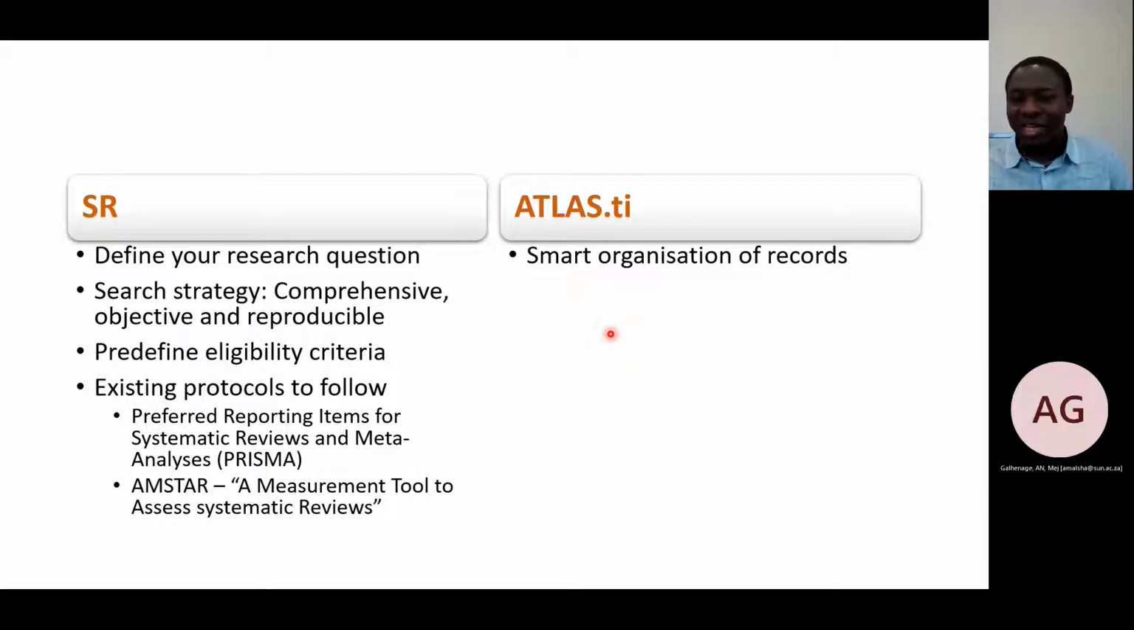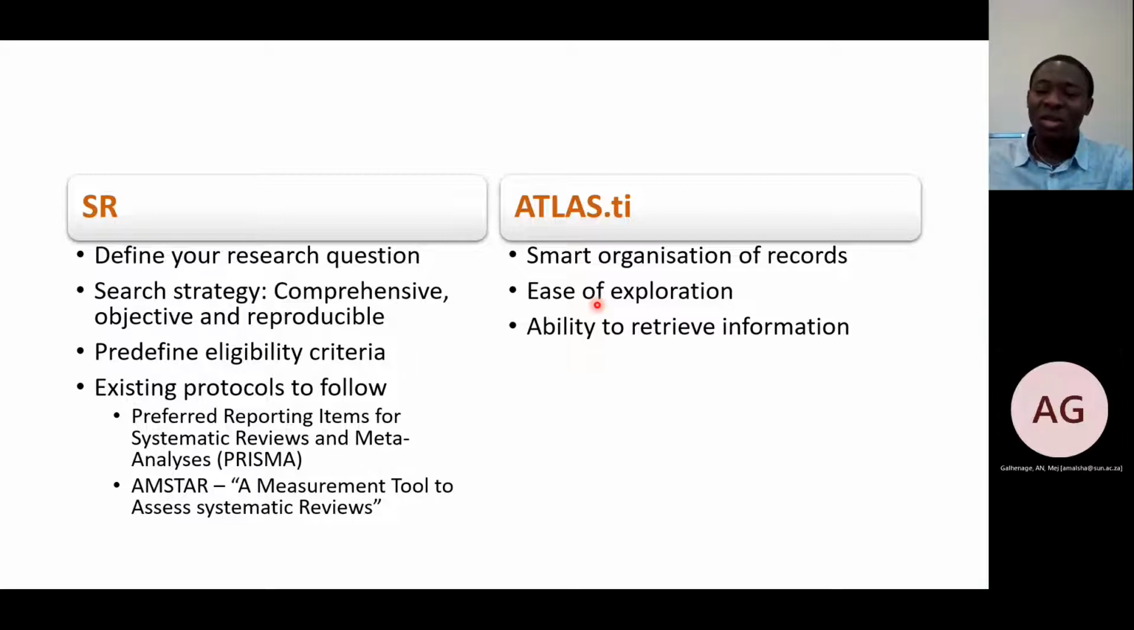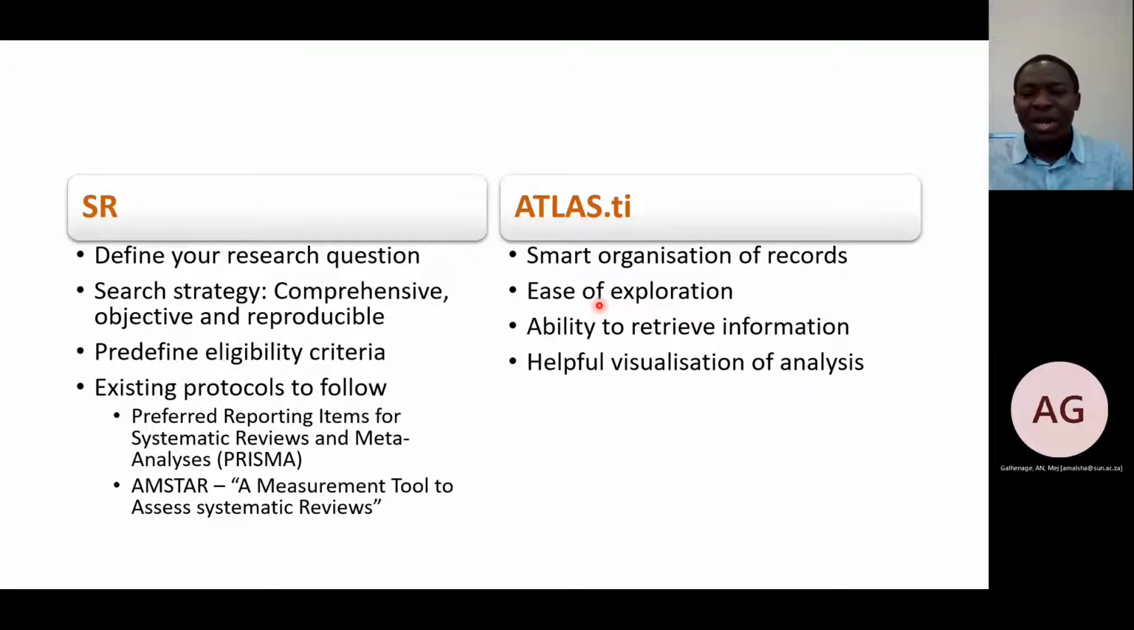With ATLAS.ti, like I said, why it is important for these things you find on your left-hand side is that ATLAS.ti would help you to organize your records when you've identified them. It will also help you to explore them with ease. And then when you're done with it, to retrieve information that you've explored and labeled, which we'll call later on codes. And then when you're done, you visualize your analysis right in the desktop of ATLAS.ti before you can go on to export your results into different formats like PDF, Word, and Excel, and work with the results that you get from them.